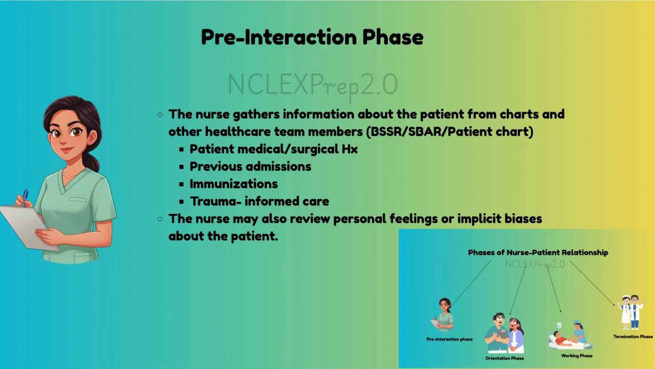Pre-interaction phase. In this phase, the nurse gathers information about the patient from charts and other healthcare team members. This could be through bedside shift report, SBAR, or the patient chart. Information gathered could include patient medical and surgical history, previous admissions, immunizations, and previous traumatic experiences, and this will help the nurse be trauma informed and provide trauma informed care. The nurse may also review personal feelings or implicit biases about the patient before they go and meet the patient.